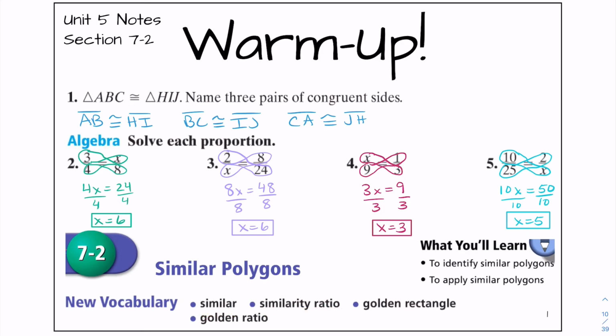We are not going to, unfortunately, talk about the golden rectangle or golden ratio. Really, these are really cool things. You can definitely look them up on your own time on Google or Wikipedia. They are really cool ideas that expand on similarity, but we won't specifically be talking about them today. What we're going to do is work with similar polygons, identify if they're similar, but also apply similarity to them.